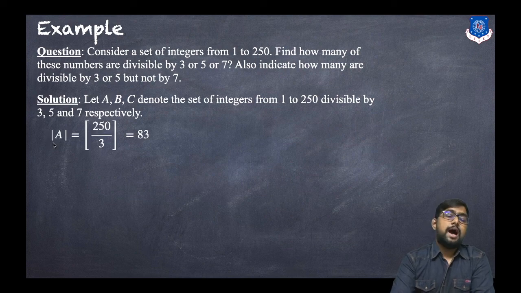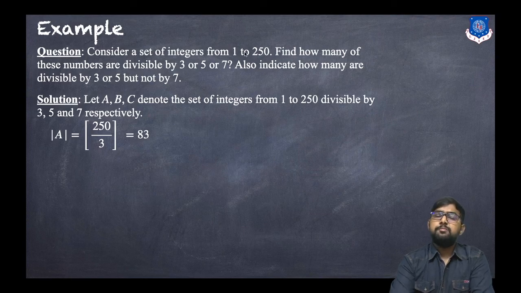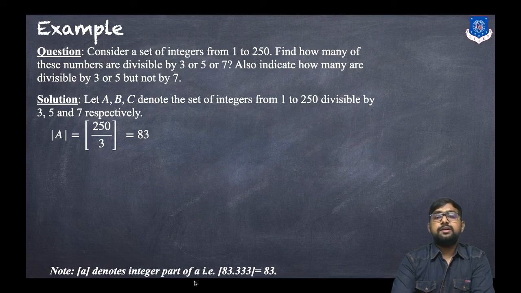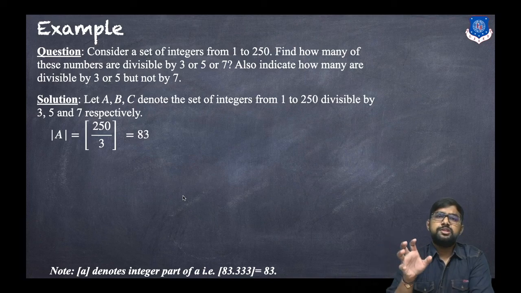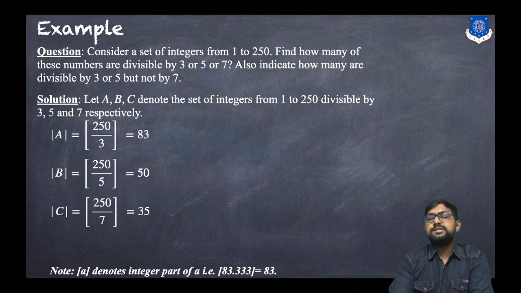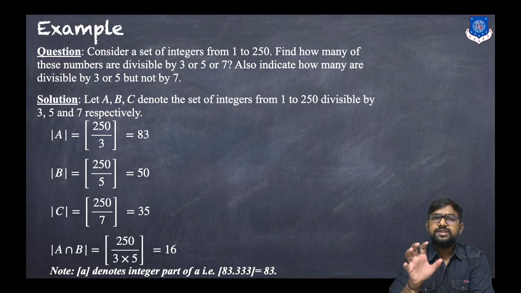Now the cardinality of A: A is divisible by 3, so among numbers from 1 to 250 we take the integer part of 250 by 3. This is 83 point something, so we just use the integer part, that is 83. In the same manner, the cardinality of B is 250 by 5, that is 50, a perfect number. Then the cardinality of C is 250 by 7, that is 35.